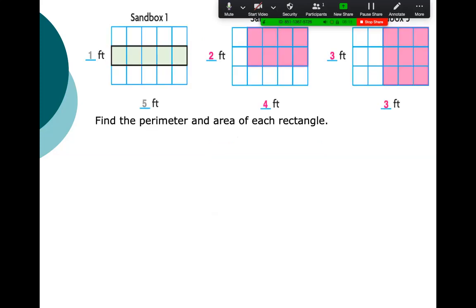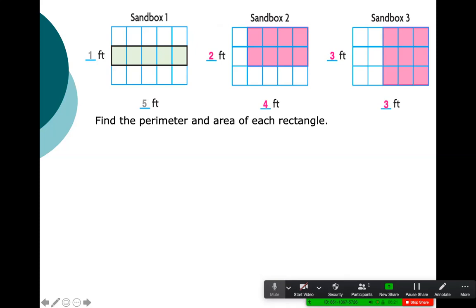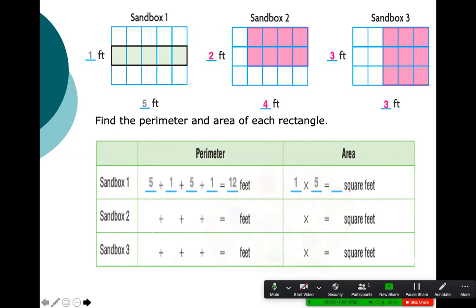Let's figure it out. So these are basically the 3 sandboxes I have drawn. Sandbox 1, sandbox 2, and sandbox 3. Let's find the perimeter and the area of each of these rectangles and then decide on the correct one. So sandbox 1, the perimeter is 5 plus 1 plus 5 plus 1. That would make 12 feet, which is correct. This is the criteria given in the question. What would be the area? It would be the length times width. 1 times 5 is 5.